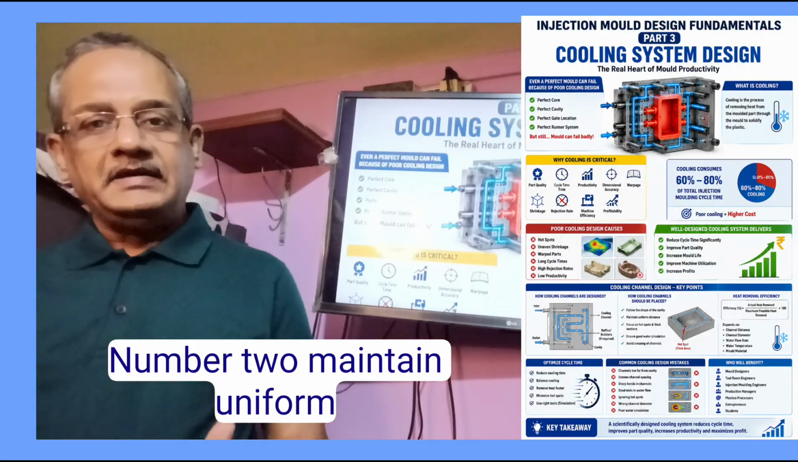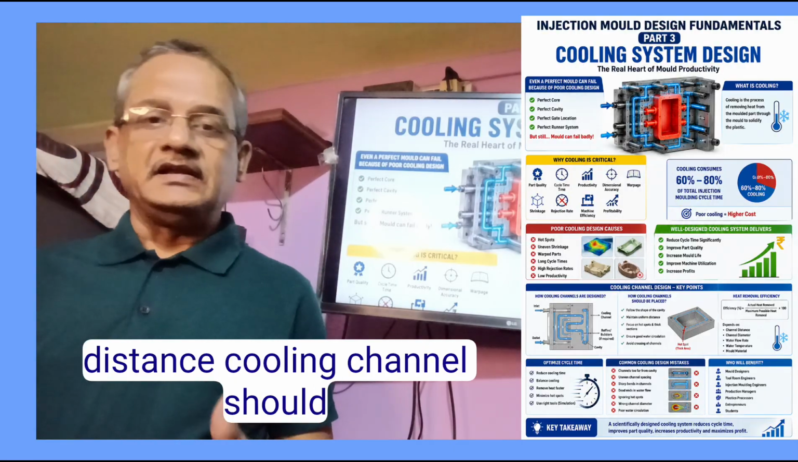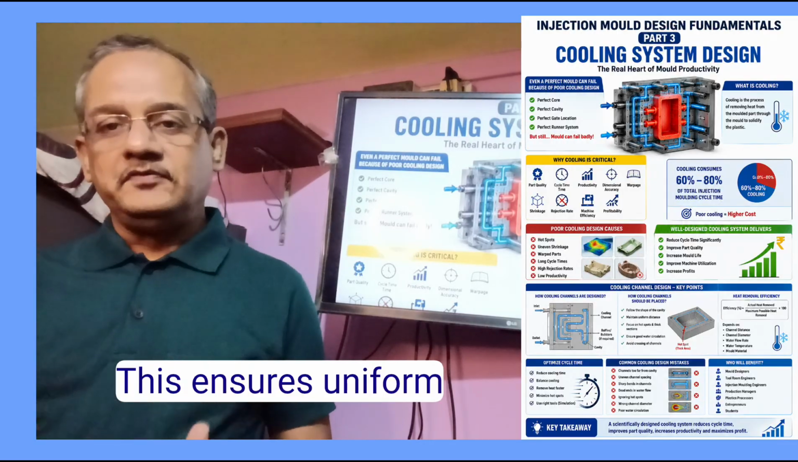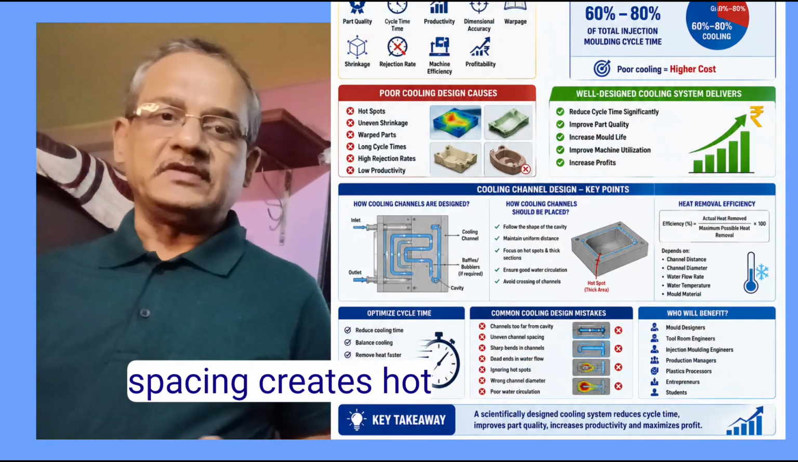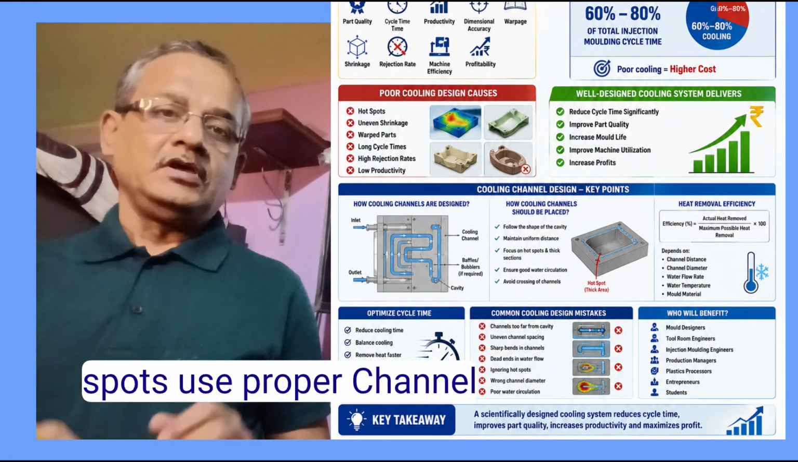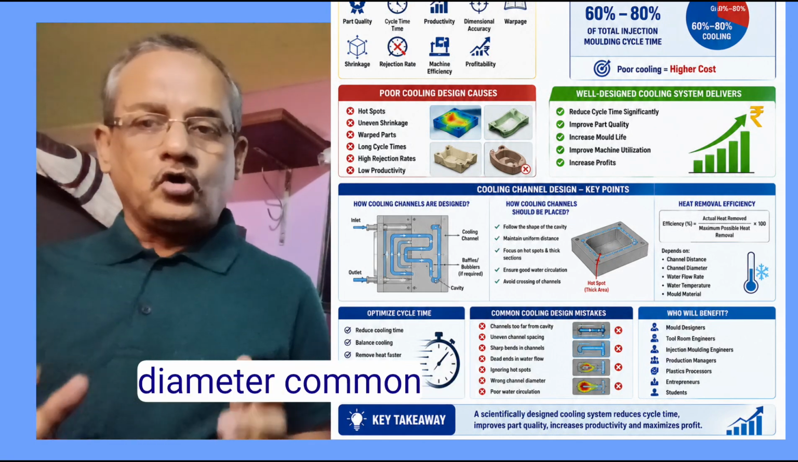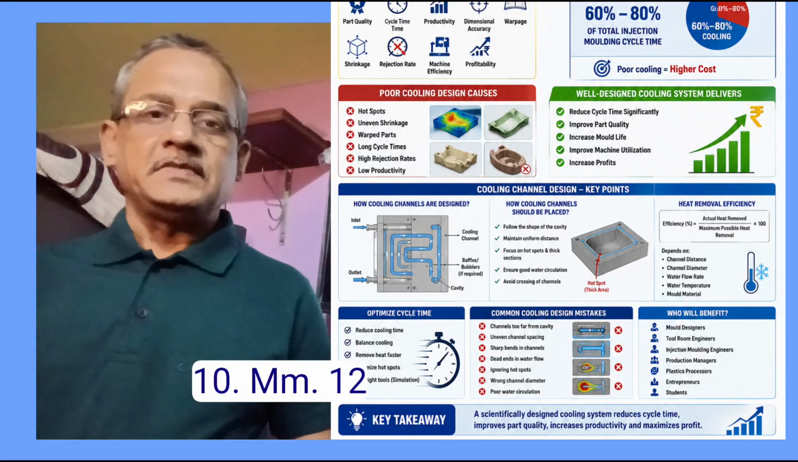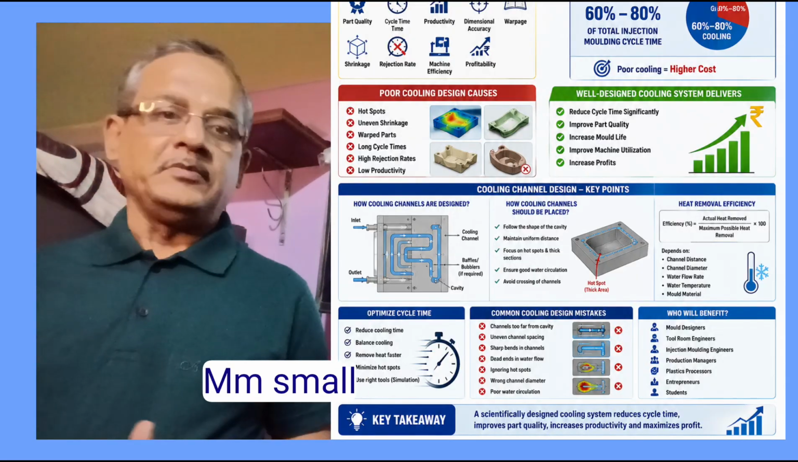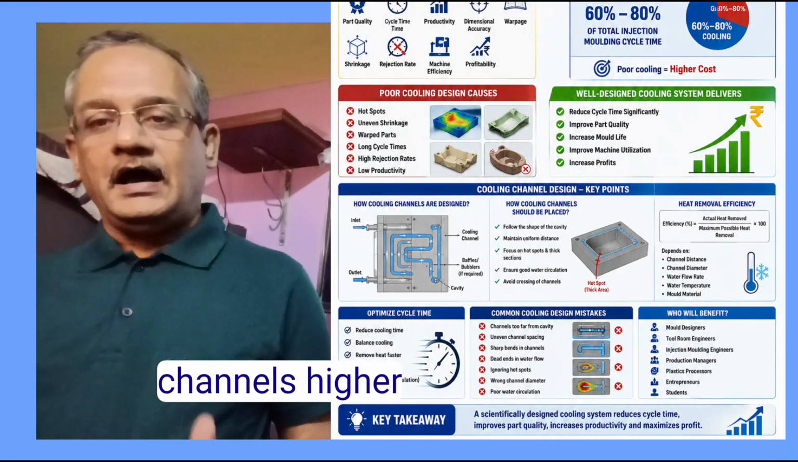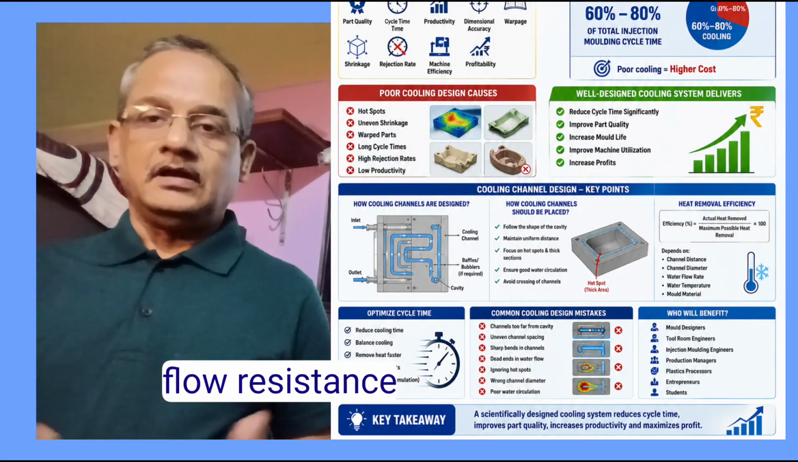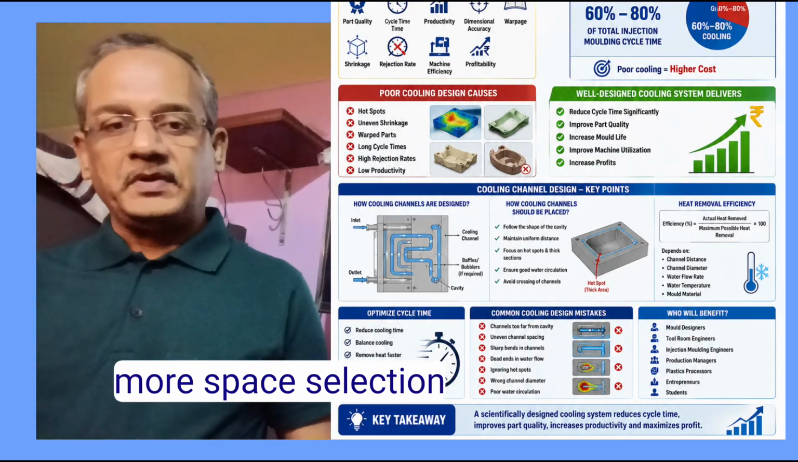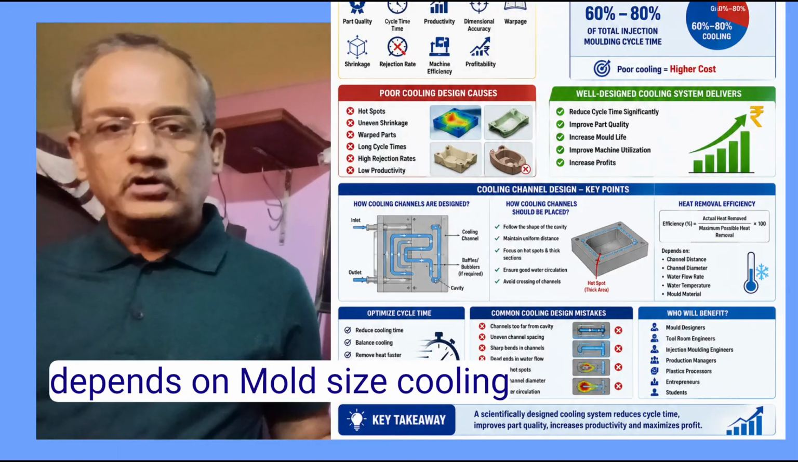Number 2: maintain uniform distance. Cooling channels should maintain consistent spacing. This ensures uniform heat removal. Uneven spacing creates hot spots. Number 3: use proper channel diameter. Common sizes: 6 mm, 8 mm, 10 mm, 12 mm, 14 mm. Small channels have higher flow resistance. Larger channels give better water flow but require more space. Selection depends on the mold size.